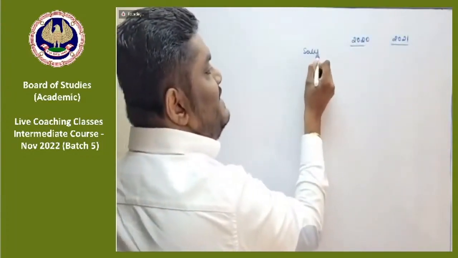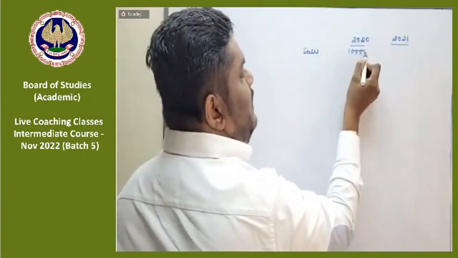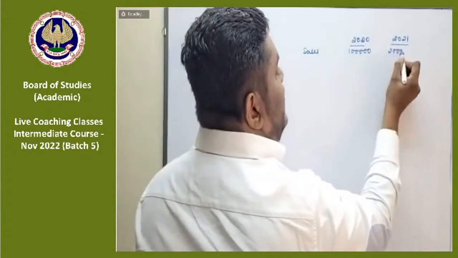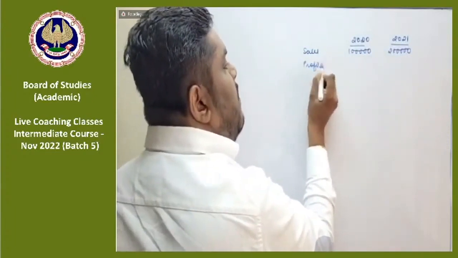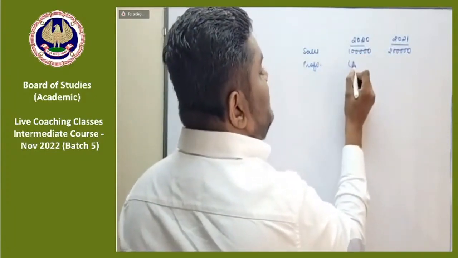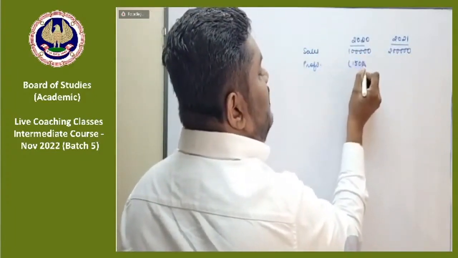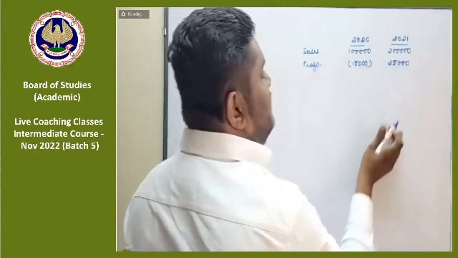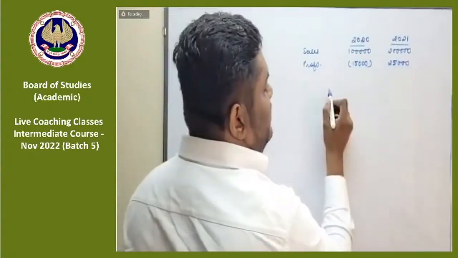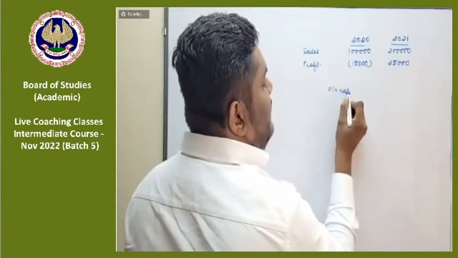Let's say my sales is 1 lakh in 2020 and 2 lakh in 2021. In the first year, the loss is 15,000 and in the second year, the profit is 25,000. What will be the PV ratio?